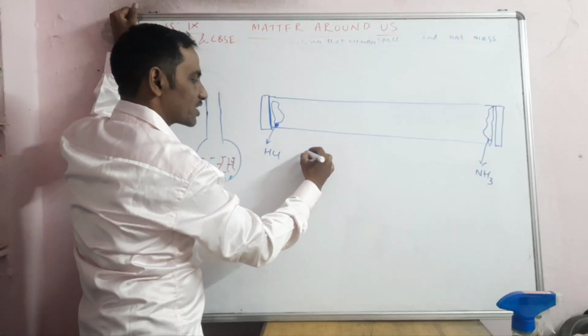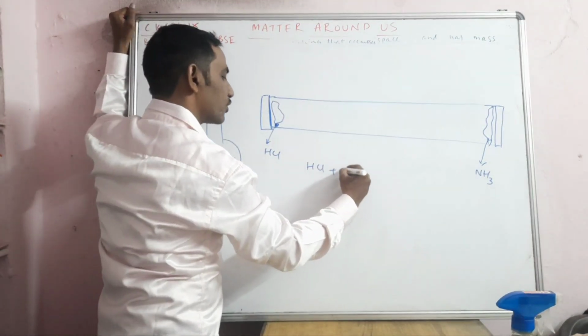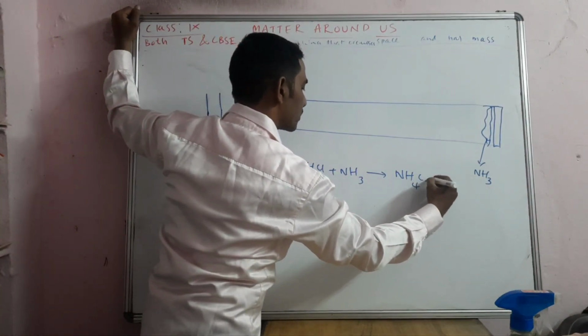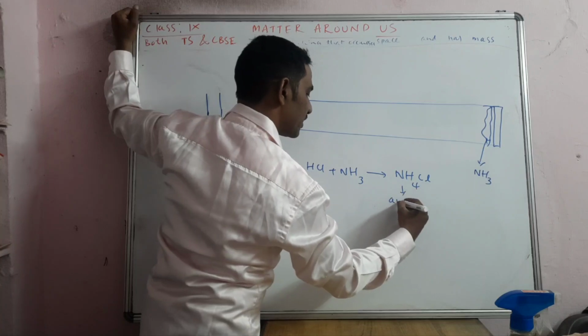I will give the reaction. HCl will combine with ammonia. Actually, what will happen? NH4Cl, meaning ammonium chloride, will be formed. This is called ammonium chloride.